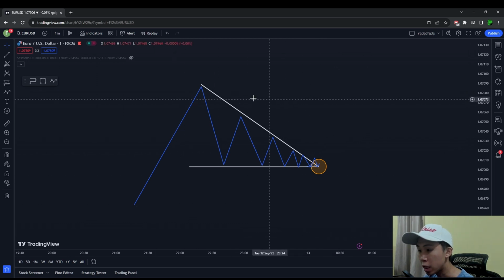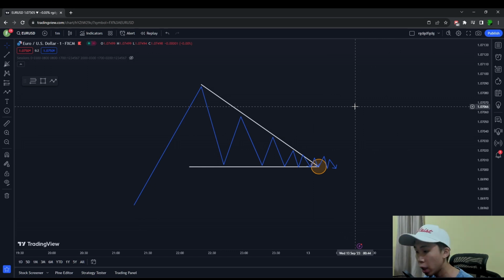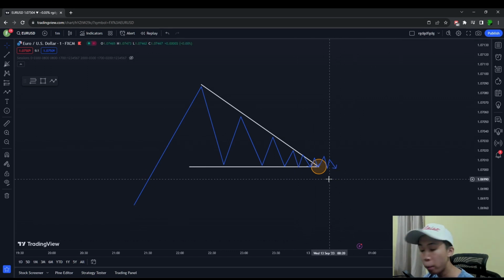Because when price is inside the triangle, momentum is built up, the tension is built up. But if it reaches the apex point and moves sideways, it is going to be very hard to predict which side it is going to go, whether it's going to explode to the upside or explode to the downside. So remember this, when price is very close to the apex, we do not want to trade it.